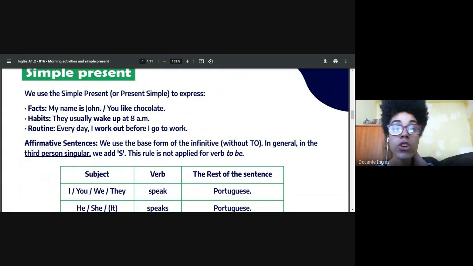So we use the simple present or present simple. This is very important because sometimes when we put on Google, we find not simple present. We find what? Present simple, but they're the same. So we use simple present or present simple to express facts. My name is John. You like chocolate.